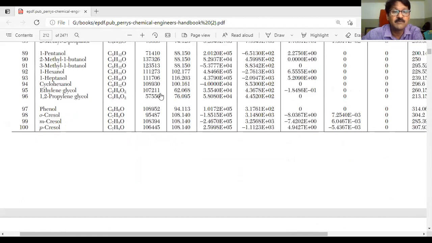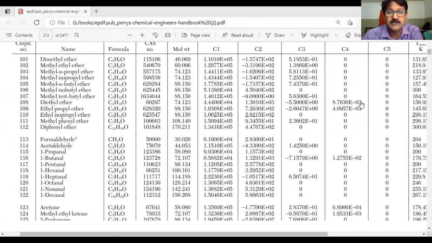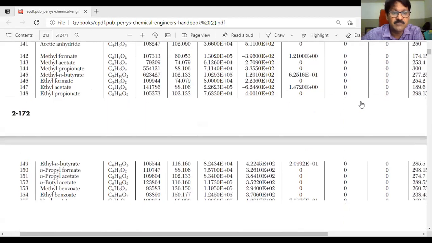Every chemical has a particular number, and that number is given to you. 62 is the molecular weight. This is the value of C1, C2, C3, C4, and C5. When you refer to the table, please come down.